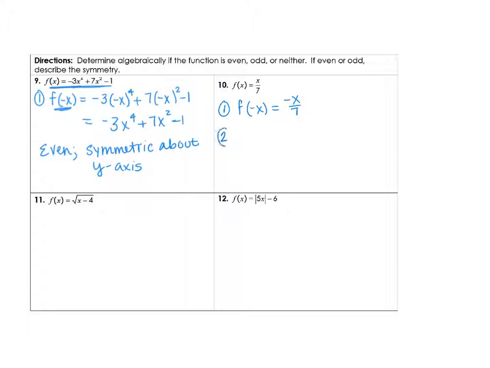So then we go to our second step, and that is we need to find negative times f of x, which is going to be negative times x over 7. And notice this did generate our f at negative x. So therefore, we know this one is odd. And be careful, this is implying that we are symmetric about the origin.